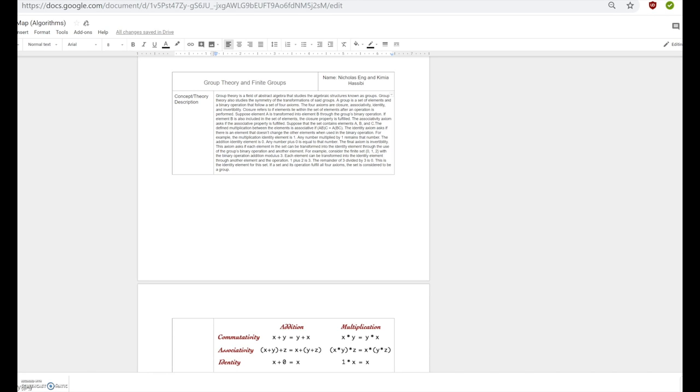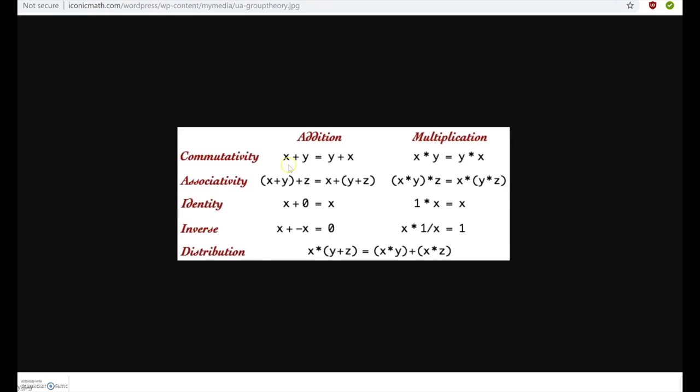The associativity axiom is basically the associative property. So if you group X and Y and then add Z, it would be the same as grouping Y and Z and adding X. Same with multiplication. If you multiply X and Y first and then multiply Z, it comes out the same as multiplying X by Y and Z.